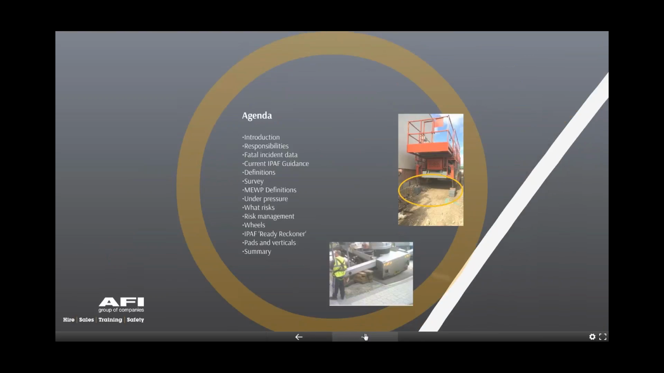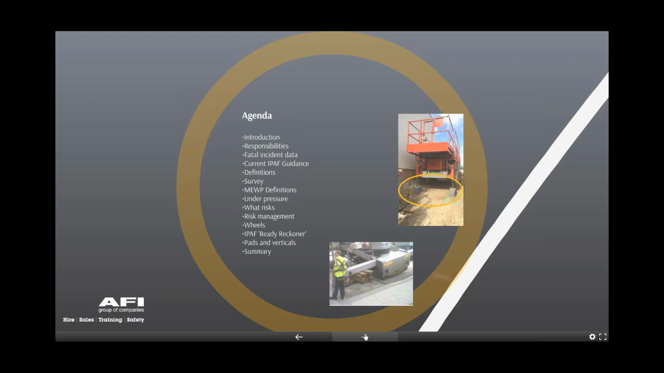Just to look at what we're going to go through today: we'll introduce what we've got today, and then responsibilities. We're going to look at some fatal incident data. It's relatively new information that has come out from IPAF, and hopefully you'll see some of the issues that we need to address going forward. We're going to look at the current IPAF guidance for ground conditions, and then some varying definitions. And then a survey. This is where you're going to get your opportunity to get involved. I'm really wanting to see what your thoughts are on some devices a little bit later on. We're going to look through some MEWP definitions, and then get down to risk management, hazards, etc.